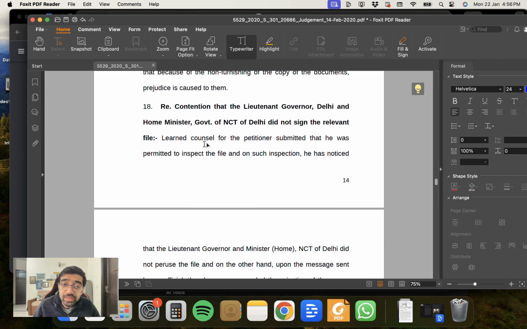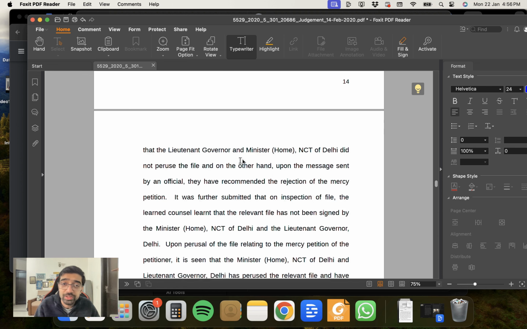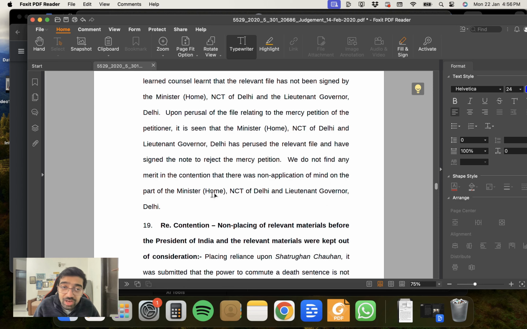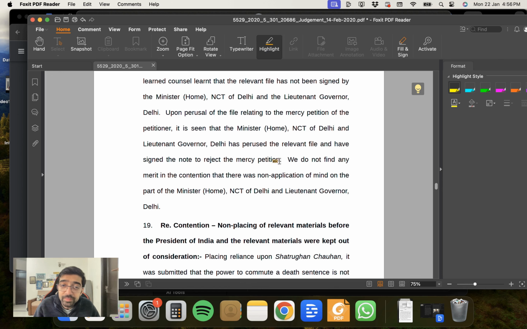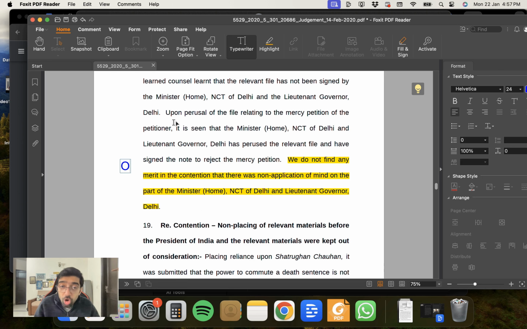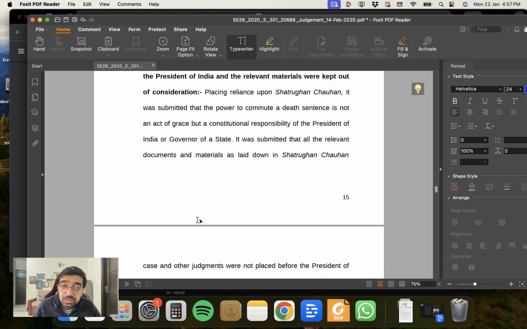Now again, the learned counsel of the petitioner submitted so and so. Now this is regarding the contention of the Lieutenant Governor, which means they are specifically going into every contention and giving their opinion. So I will see in the beginning if they have answered it somewhere. Here, we do not find any merit in the contention that there was non-application of mind on the part of the minister. So these are the specific findings of the court which I want to see. This is not the law. This is what the court decided in that matter. I will scroll further.